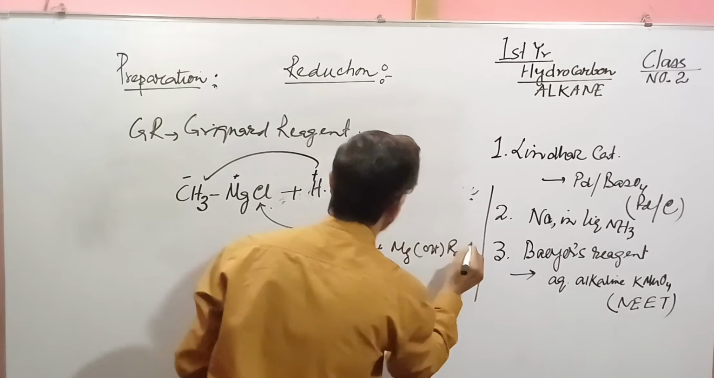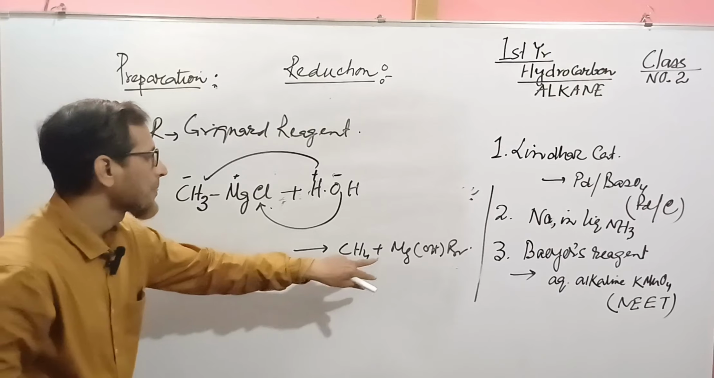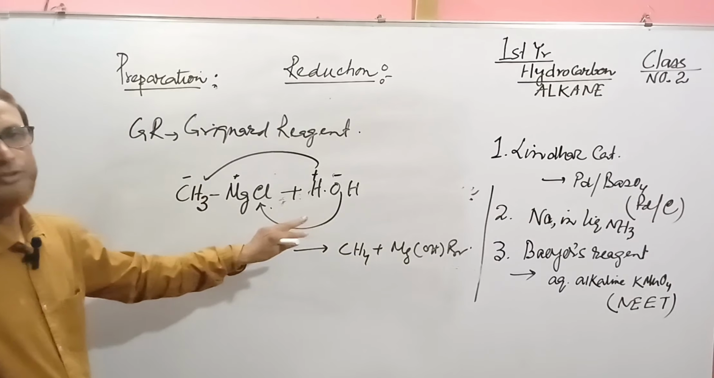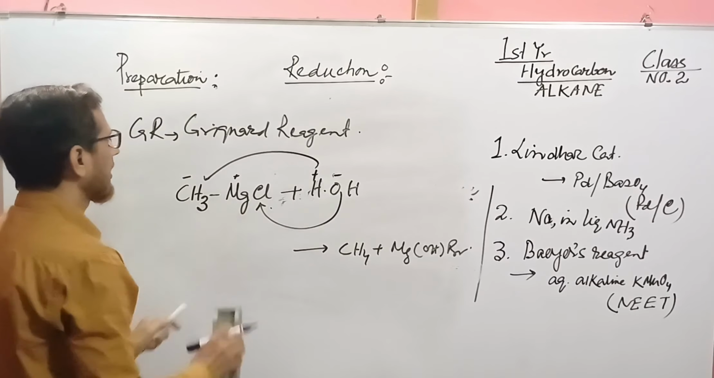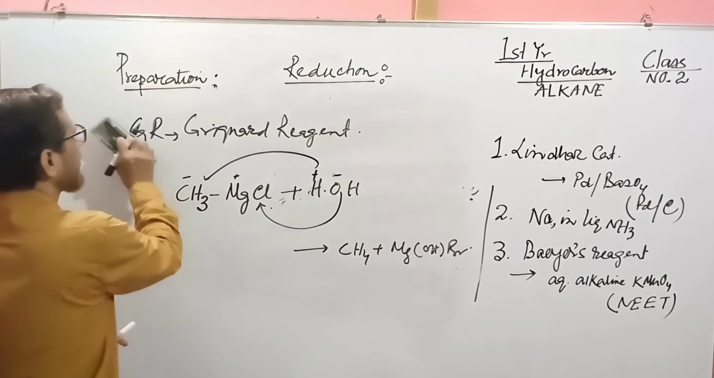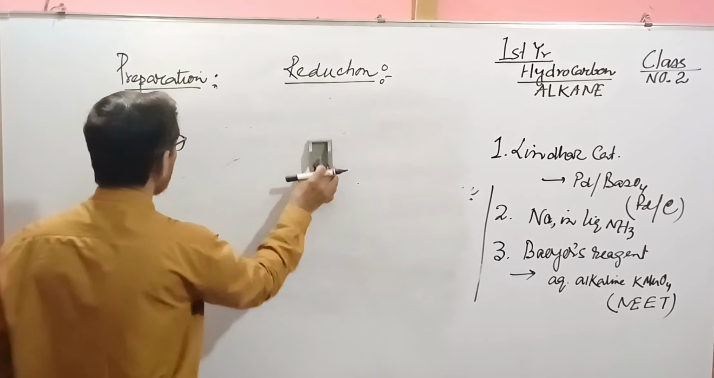MgOH. Very simple, very simple. We are getting alkane and MgOH. Lots of reactions of Grignard reagent you will come across a bit later on. I have just shown you a very simple one, Grignard reagent with this.